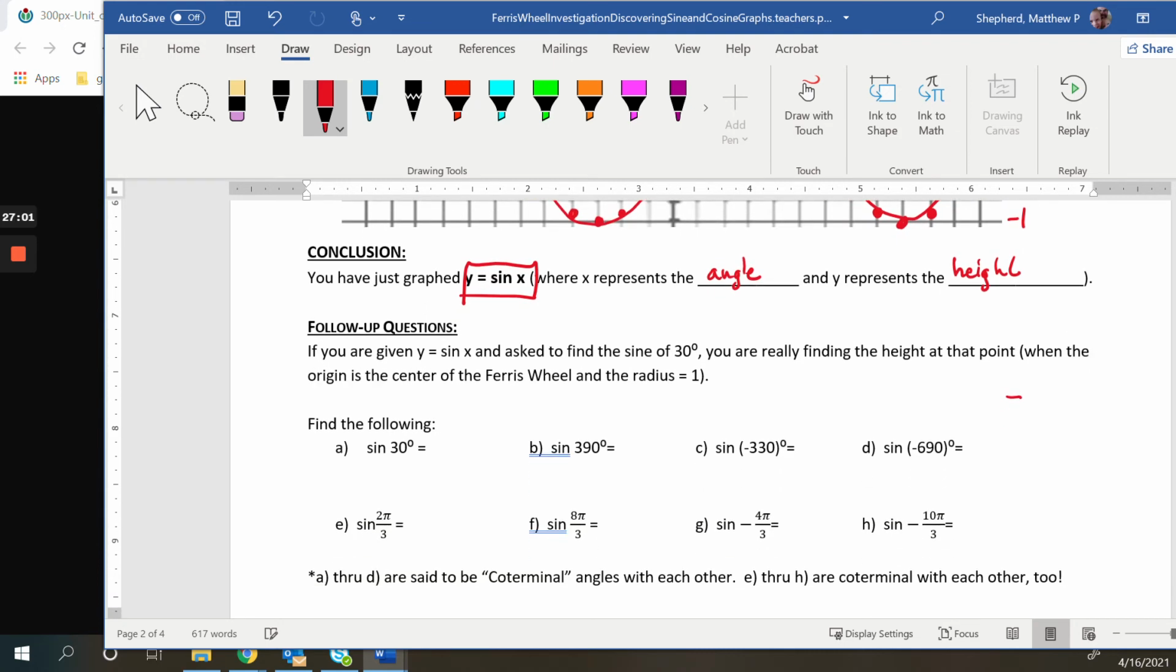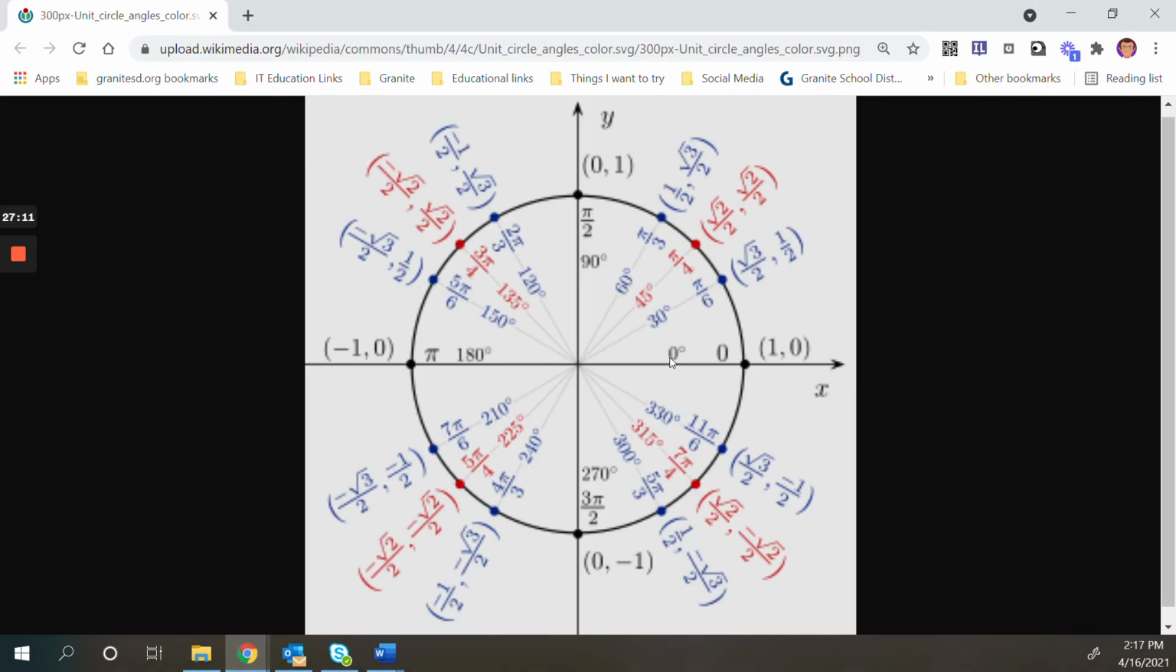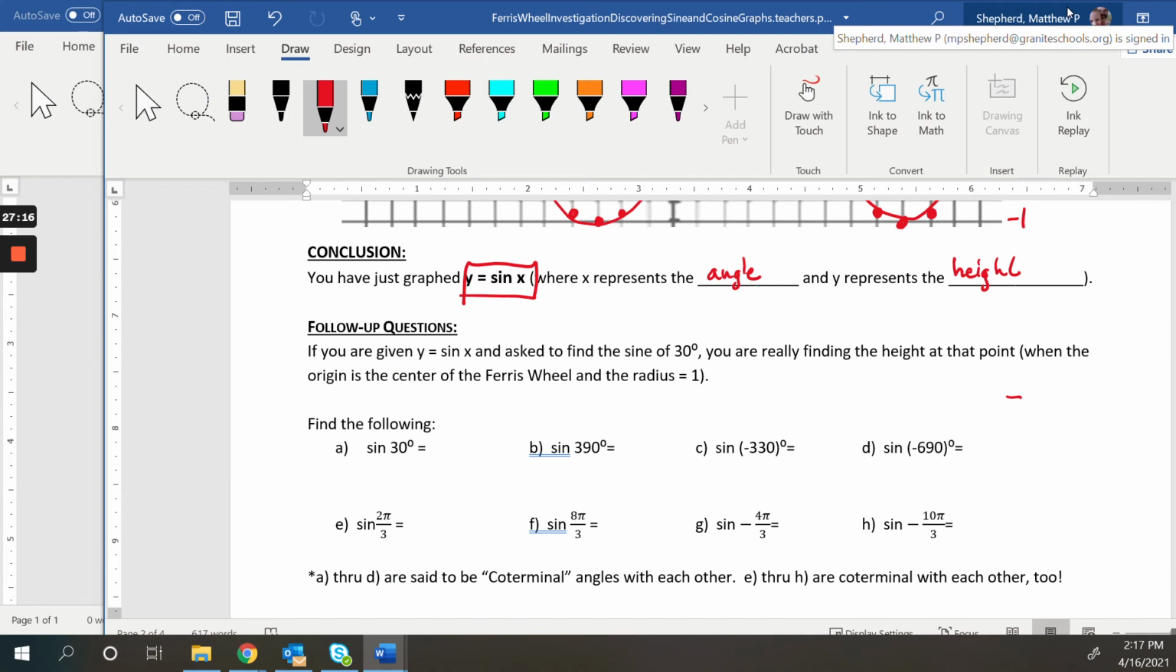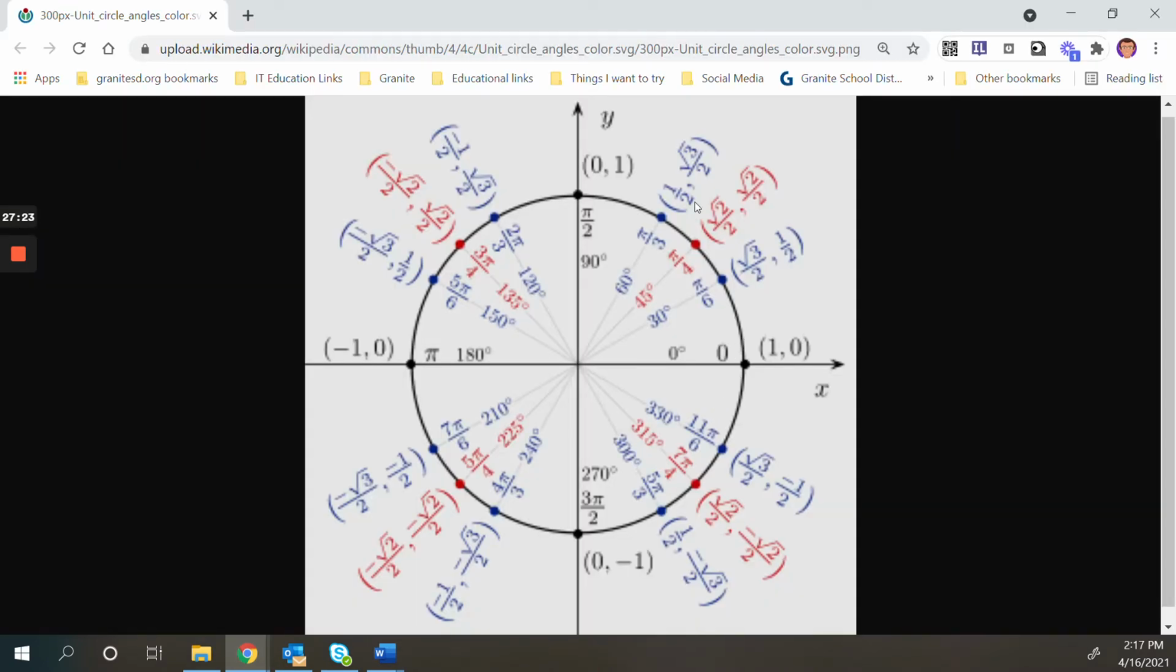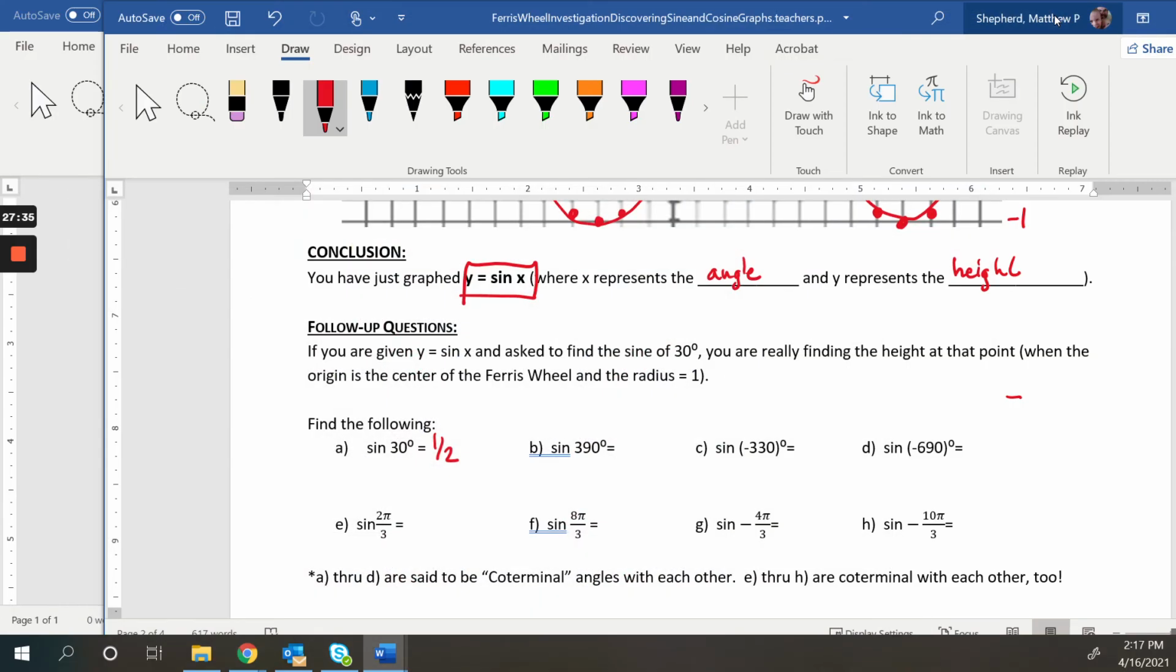All right, so if you are given sine of x and asked to find sine of 30, what you're really asking is to find the height at that point. Okay, so sine of 30 would be the height, which is a half. Now, sine of 390, we would go all the way around the circle, and then that would be 360 degrees. So to get to 390, I need to go 30 more. The height at that is also a half.